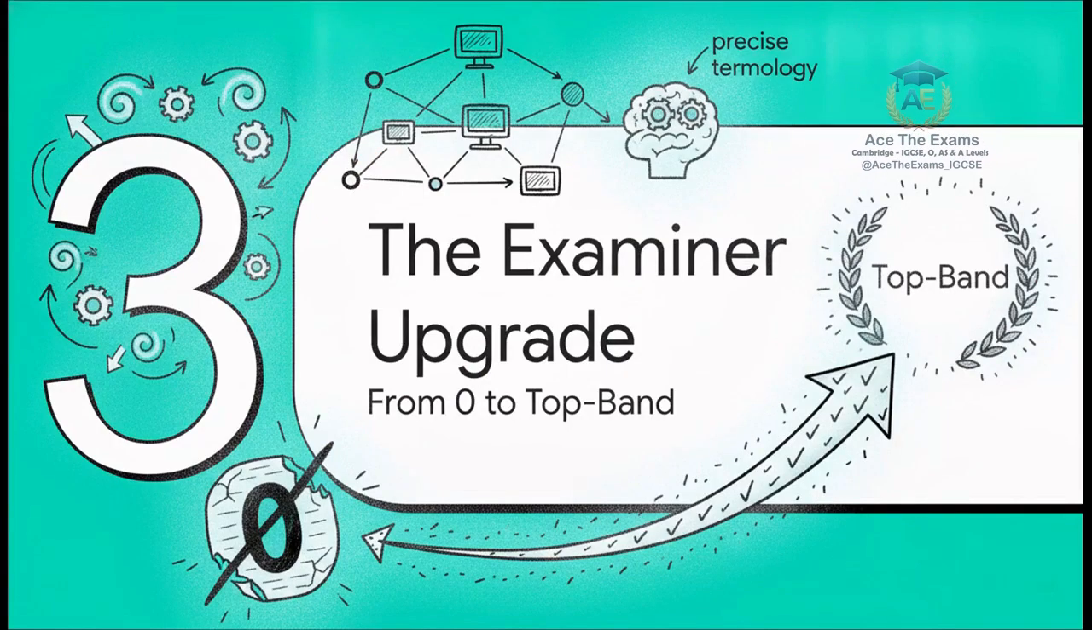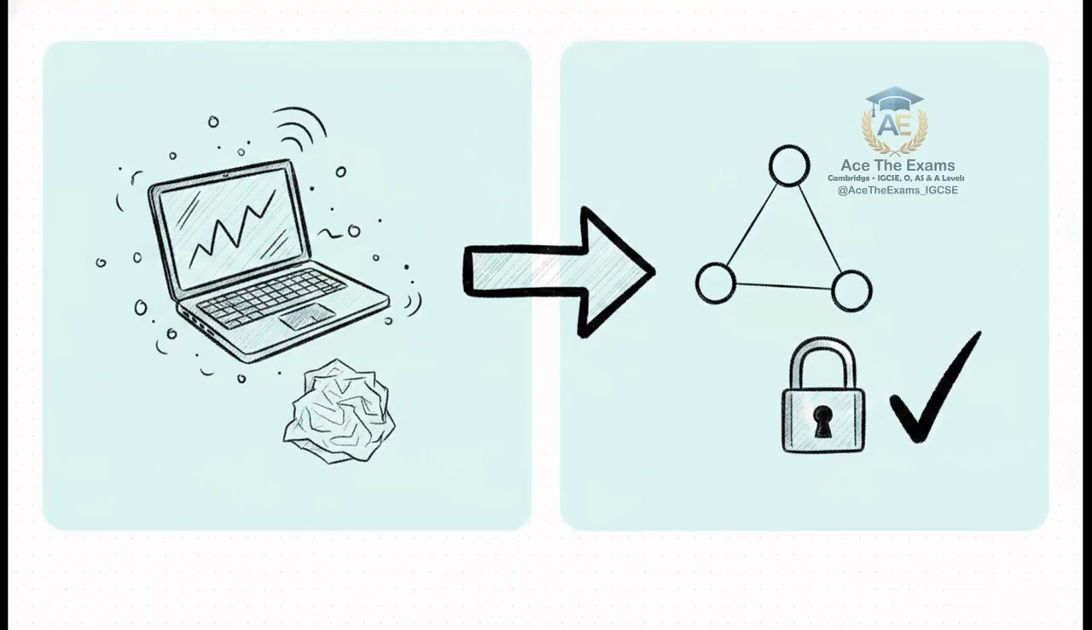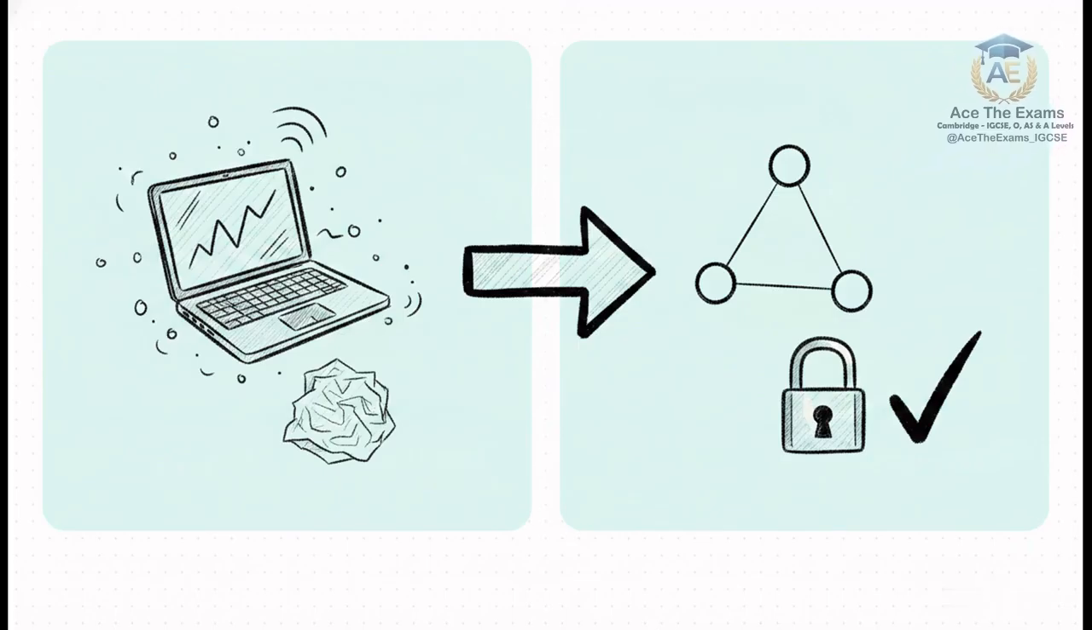Section 3. The Examiner Upgrade. From Zero to Top Band. Let's rescue that disastrous zero-mark answer from the very beginning of this explainer and build it into a flawless response. Watch this transformation. By taking vague concepts like computers sharing Wi-Fi and replacing them with precise scientific terminology, nodes, and communication channels, or links, you instantly lock in those critical marks. You've gone from a conversational guess to a scientifically reasoned fact.